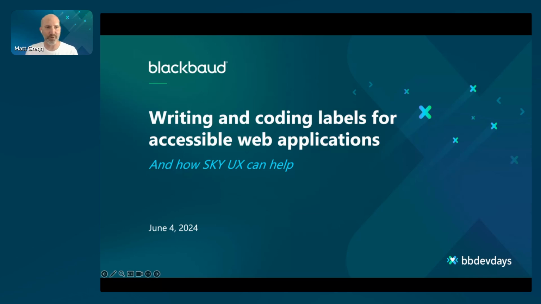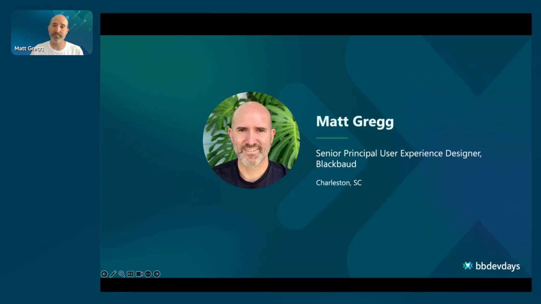I'm going to be getting into writing and coding labels for accessible web applications. Stoked that many of you are interested to learn how to make your web pages, web applications more accessible. My name is Matt Gregg. I'm a senior principal user experience designer here at Blackbaud, and I'm based in Charleston, South Carolina.